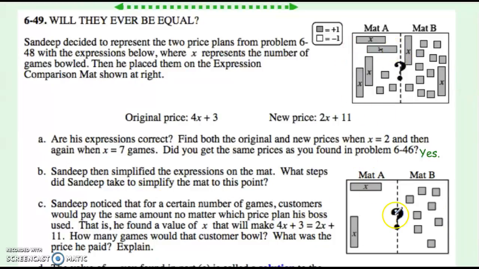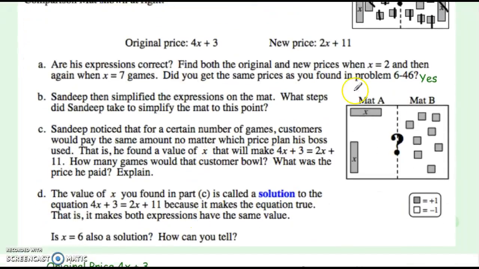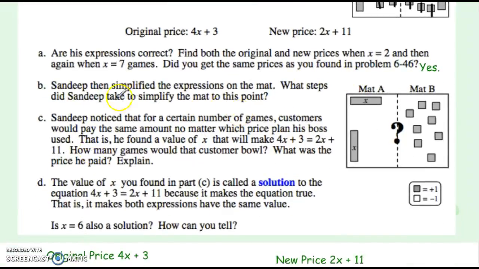So to get from the original to this mat, I would guess that he simplified 2 X's from mat A with 2 X's from mat B, and that would get rid of my X's on B as it shows here, and I would end up with 2 X's on mat A as it shows here. Then to get rid of the units, he must have canceled 3 on mat A with 3 on mat B to end up with his units on his new mat B. So that would be for B.